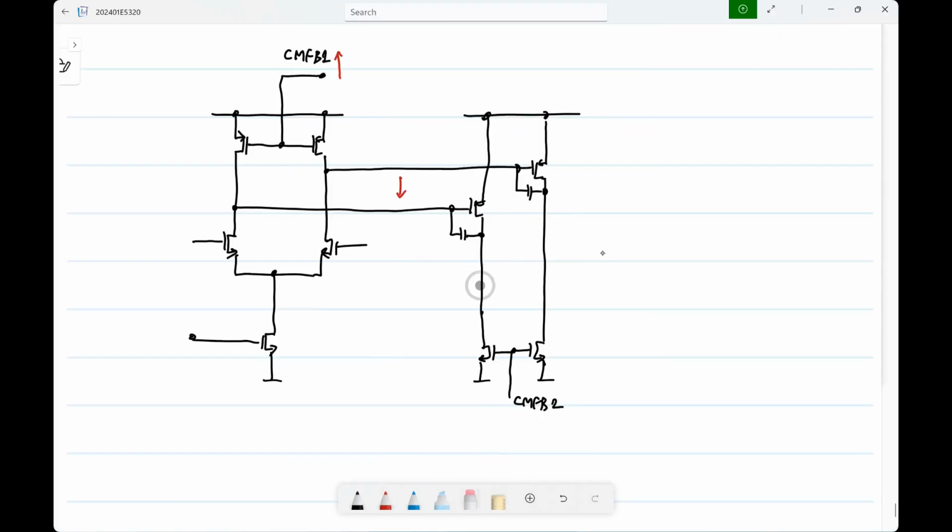And what happens to the output of the second stage? I am only changing CMFB1. I am not doing anything here. What happens to the output of the second stage? It increases because the second stage has no common mode rejection. Okay. So when you change CMFB1, only the output common mode of the first stage changes. But also, because this has no common mode rejection, that will change the output common mode as well.